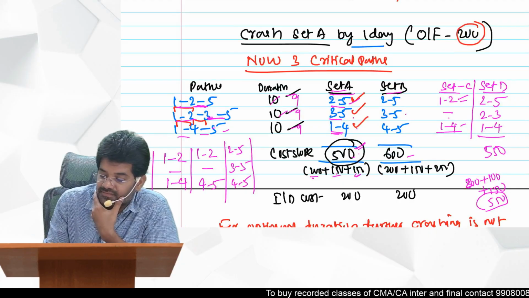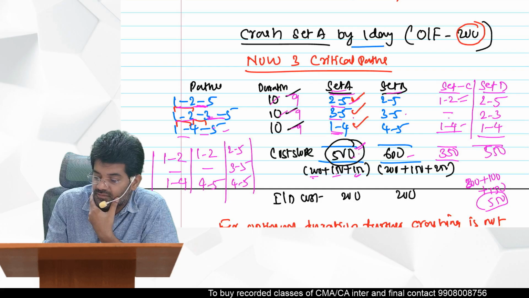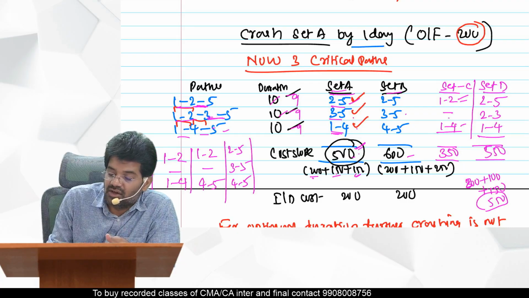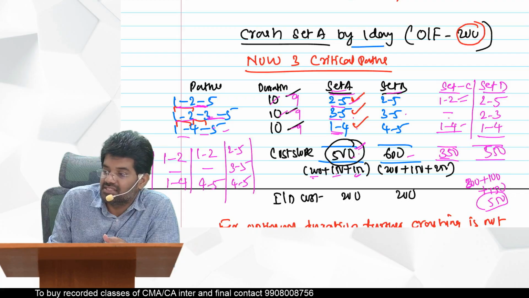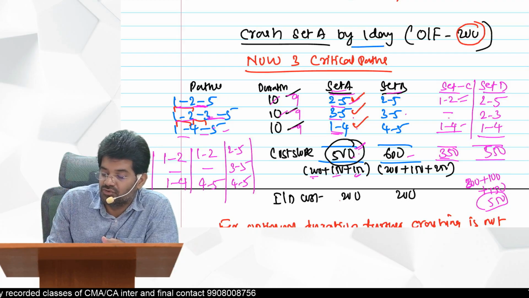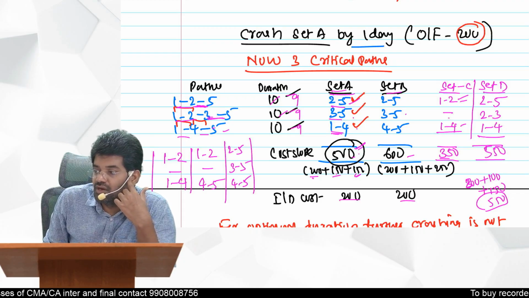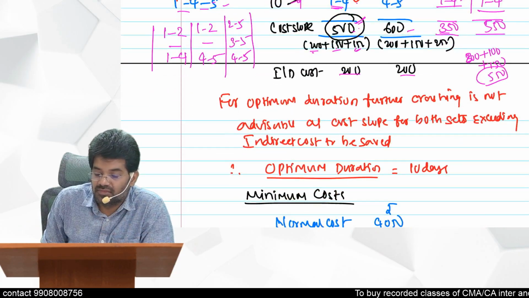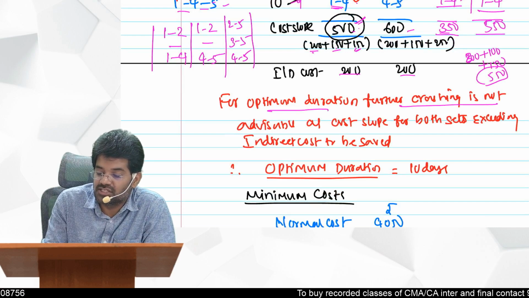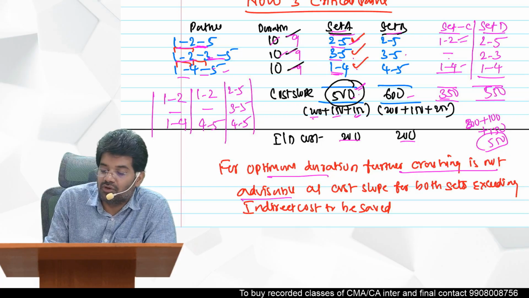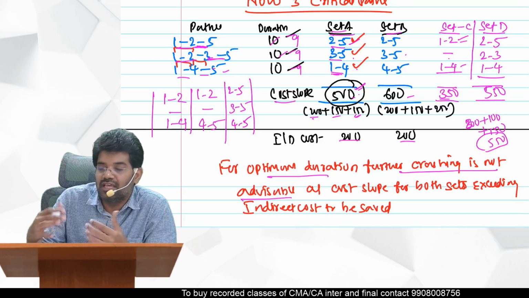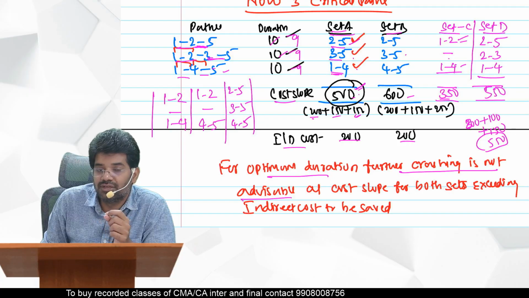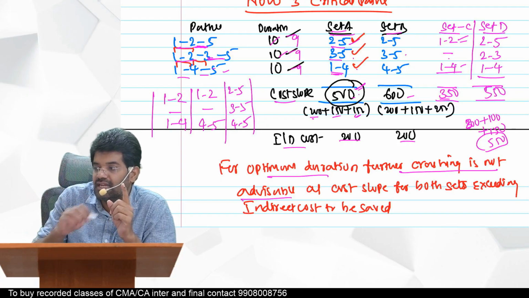So like this you can create different sets, but what is common is that all the costs are greater than the savings. Everything you are able to save by one day only. So 200 is the savings. So that means there is no benefit in crashing further here. So for optimum duration, further crashing is not advisable, because the cost we are getting for these sets is more than the savings, the indirect costs. Already I told you only 200 we should consider, because only one day we are able to save for the entire project.